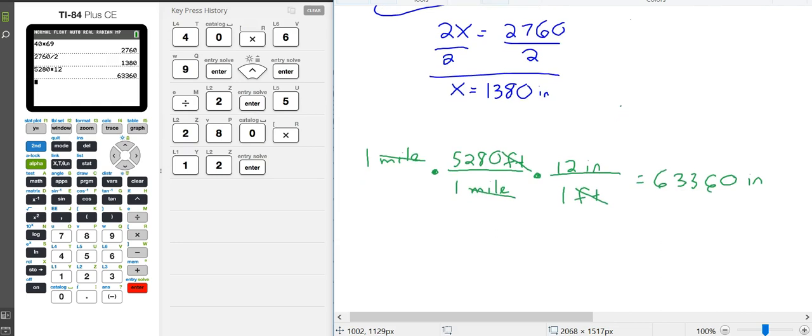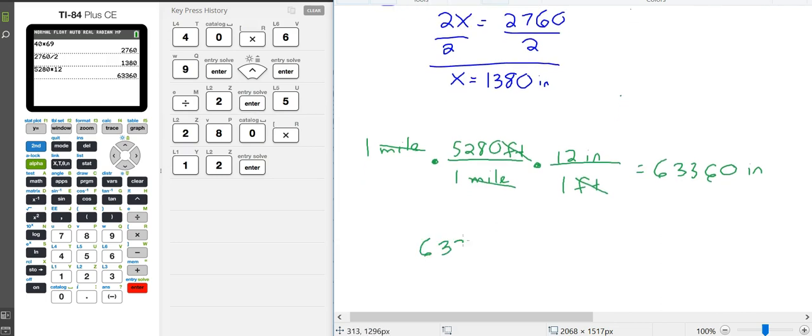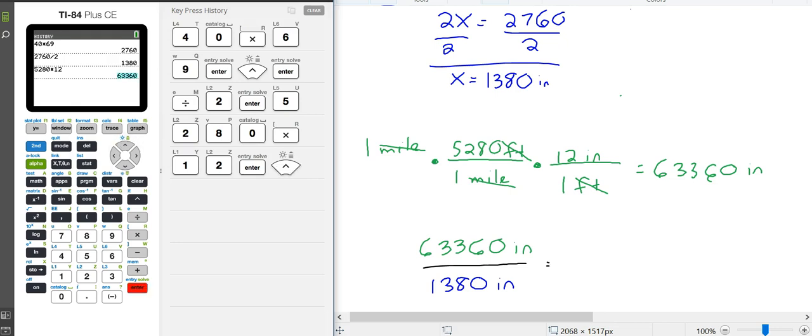So if we divide 63360 inches by the length of the athlete's jump, so each one of his jumps covers a distance of 1380 inches. So if we solve this, we'll find how many jumps it will take for him to cover the distance of 63,360 inches. So let's do it on the calculator. 63360 divided by 1380 is 45.9.